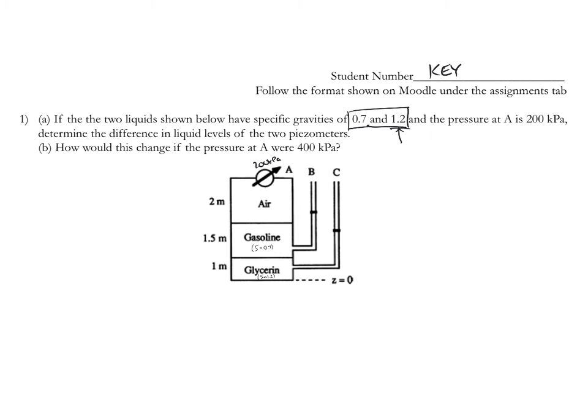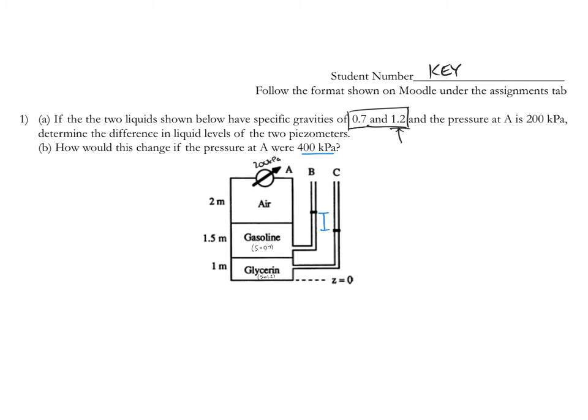So what we're looking for here is this difference in heights right here, whatever that might be. Determine the difference in liquid pressures. Okay, so that's A, and then B, what happens if A goes up to 400 kPa. So when I assigned this, I imagined that the pressure at A wasn't going to affect that difference, but let's go ahead and see if that's in fact the case.